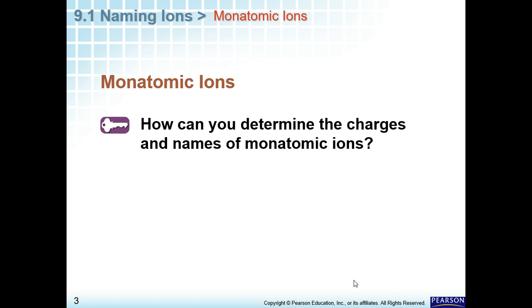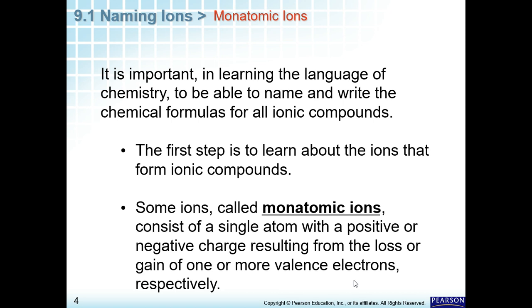The goal of today's lesson is we're going to focus on monoatomic ions. Therefore, we're going to learn how to determine the charge and name for many monoatomic ions. As we've already stated, in order to learn the language of chemistry, it's important to be able to write names and formulas for ionic compounds. But we can't just jump right into ionic compounds. We first have to break it down into the steps of learning about ions first.